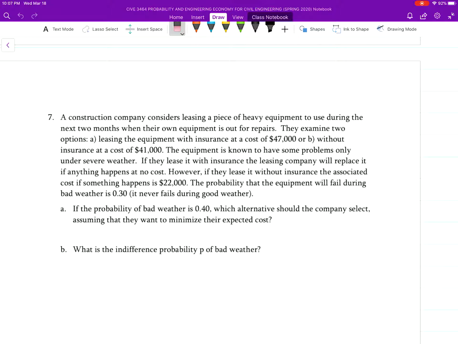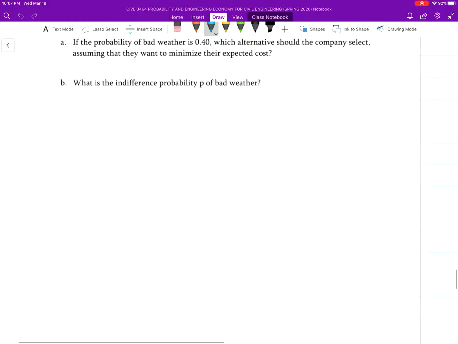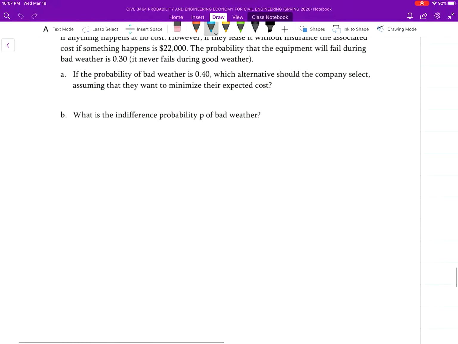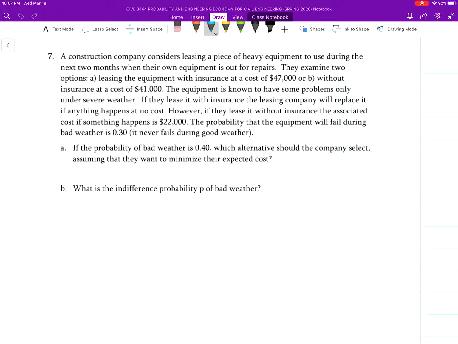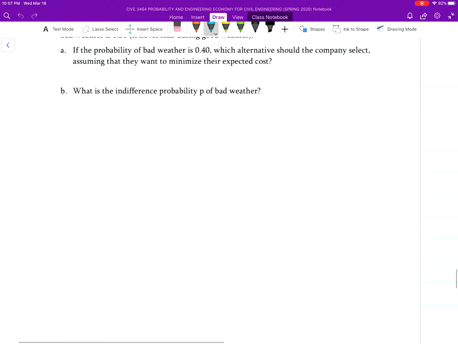All right, so here's question 7. In question 7, it basically asks us to find which option is an optimal choice, right? So that's how we do. Let's do that here. It's a very long question. I'm not going to read it, but we can go through the steps.